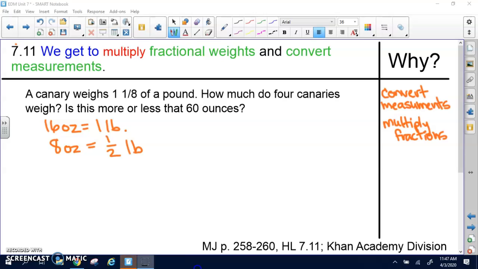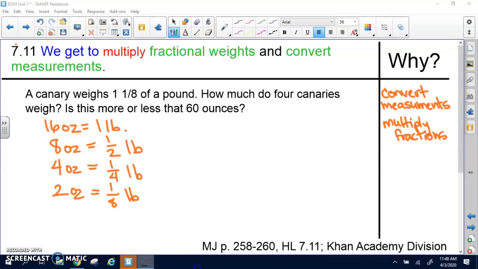When you divide that down by 2 as well, 8 divided by 2 is 4. And when you divide half by 2, it's a quarter pound. And you can even go lower. 4 divided by 2 and half is 2 ounces. When you divide that 1/4 in half, it turns into 1/8 of a pound. So you're going to be using these conversions to find the answers to the rest of the problems on 258 and 259.